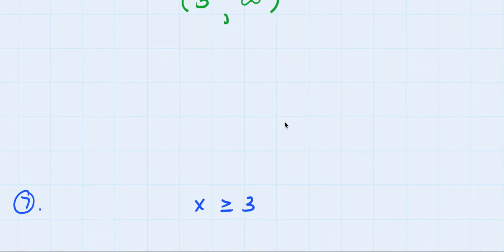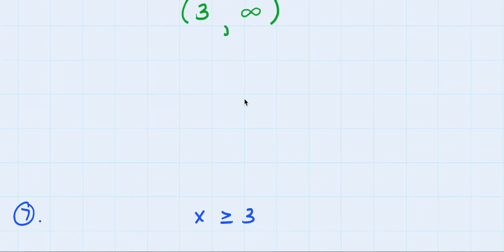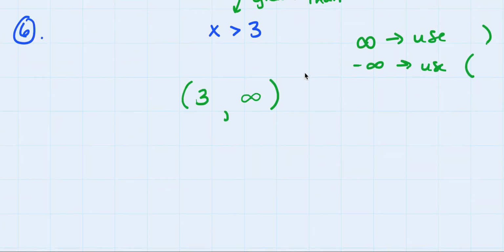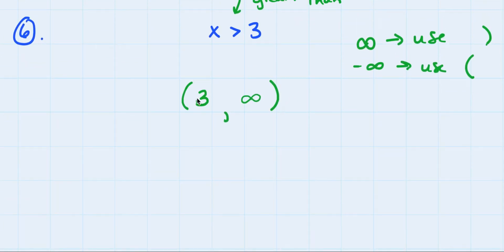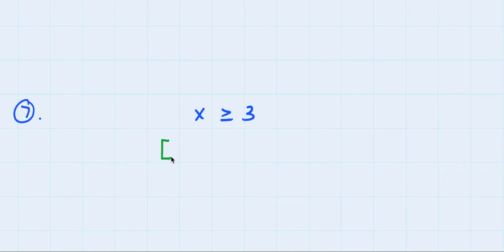Let's try another one. Here I have x is greater than or equal to 3. What do you think is going to change compared to this one? It's going to be exactly the same thing, except I'm going to change this to a bracket because we can equal 3. So this is going to be 3 to infinity, with a parenthesis here.